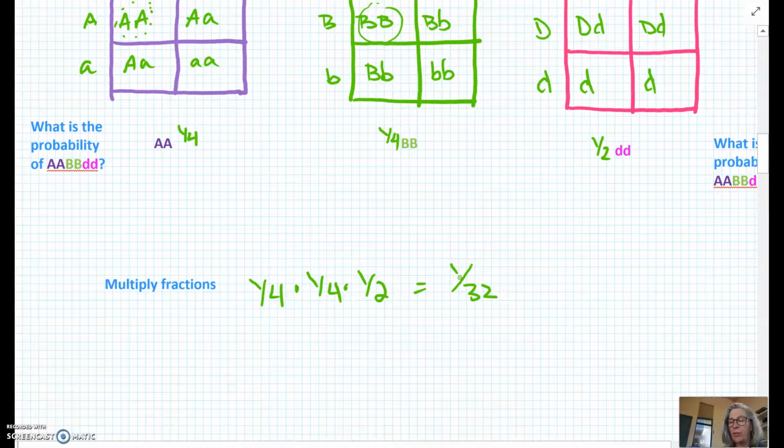I must caution you that the place I see students making the most mistakes on this is in the multiplication, the math of multiplying fractions. So please do that very carefully. And this is all you've missed in class, and you should now be able to complete the Punnett square problem set.